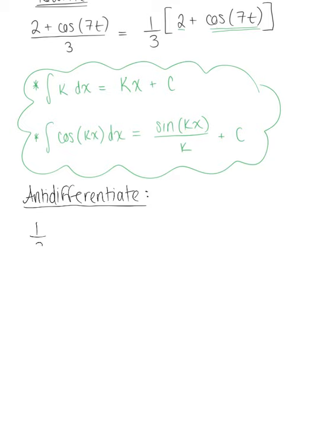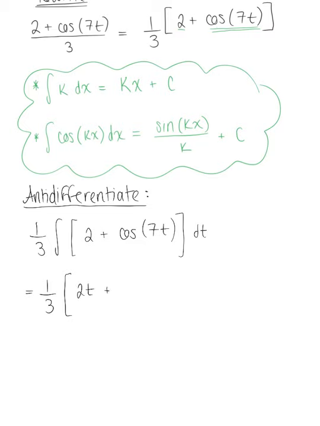So I'll pull that 1/3 to the outside of our integral, and the integrand is just 2 plus cosine of 7t dt, and we apply those antidifferentiation rules. So I have 1/3 multiplied by 2t plus sine of 7t divided by 7 plus c. And so this is our beautiful final answer.